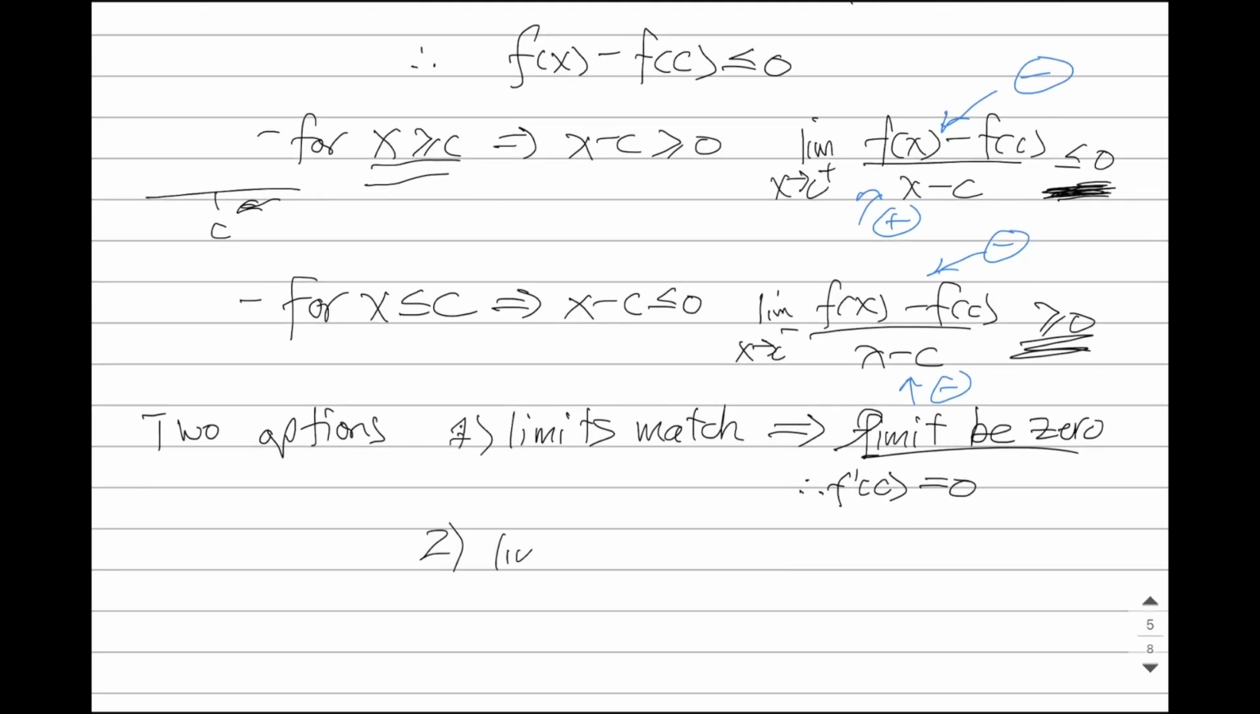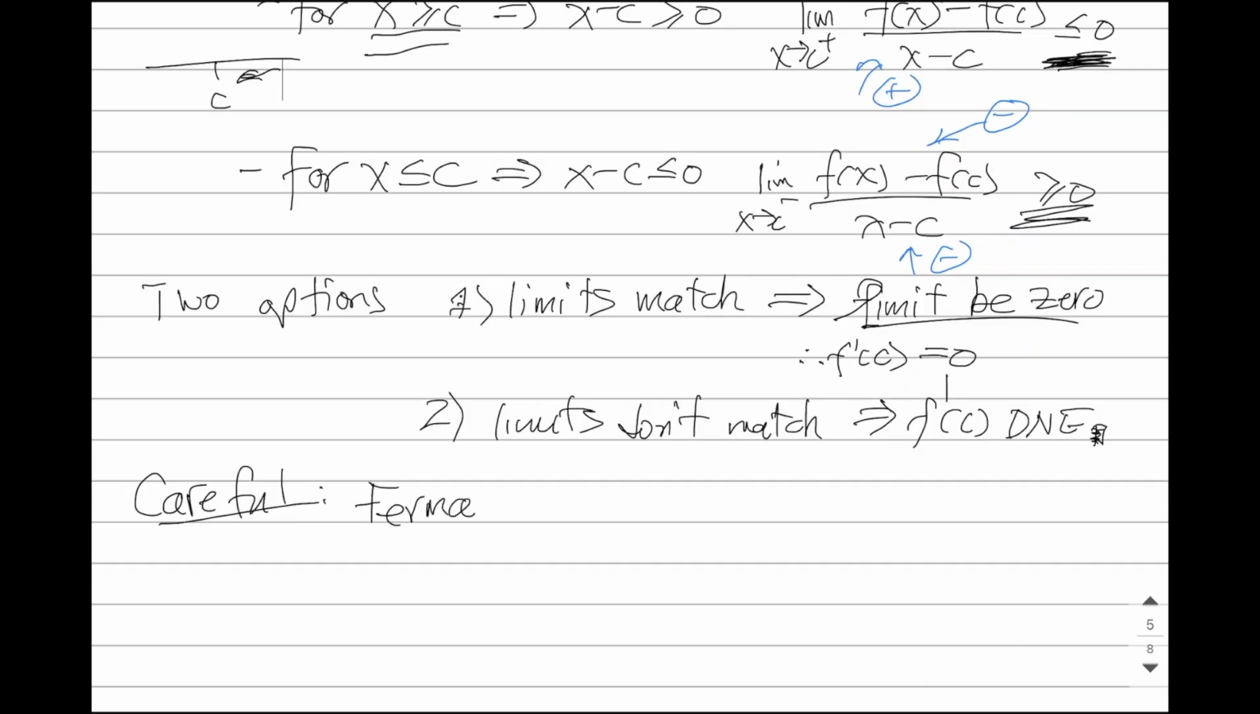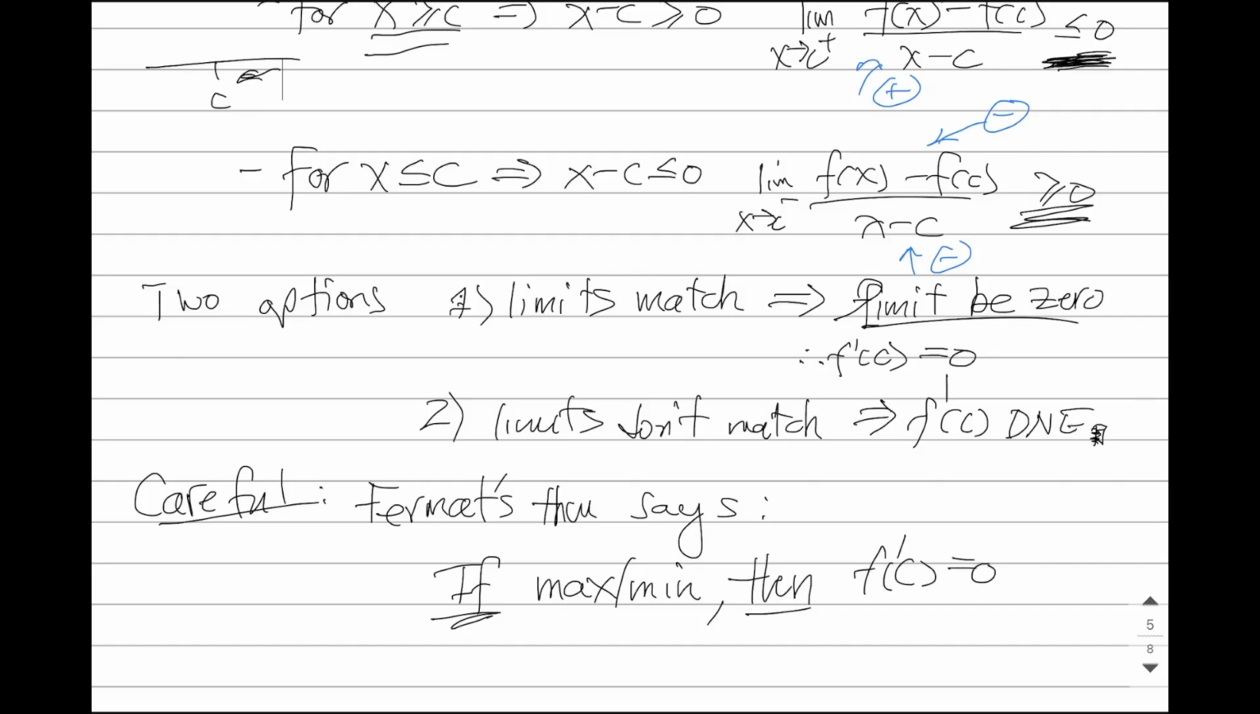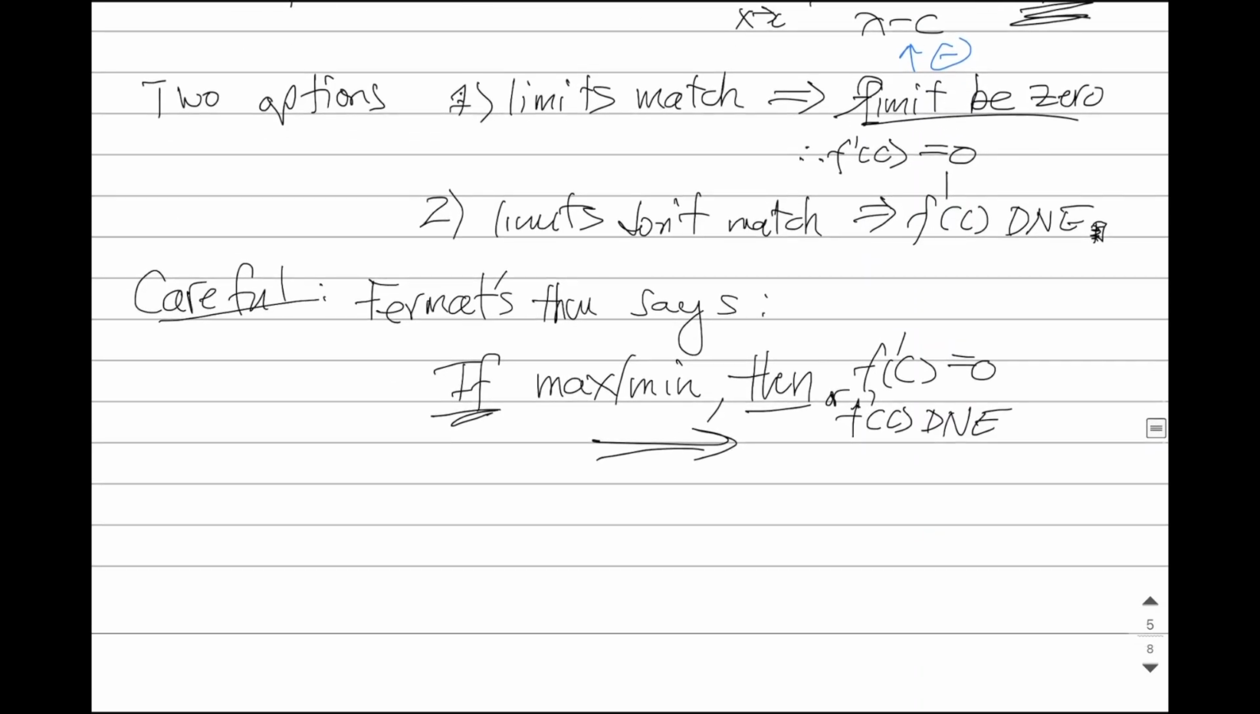The other option is that the limits don't match. And if these two one-sided limits don't match, that means f prime of c does not exist. So Fermat's theorem says if you have a maximum or a minimum, then f prime of c equals 0, or f prime of c does not exist. There's an order. This is what's called a conditional statement. You have to read it in the proper way in order for this to work.